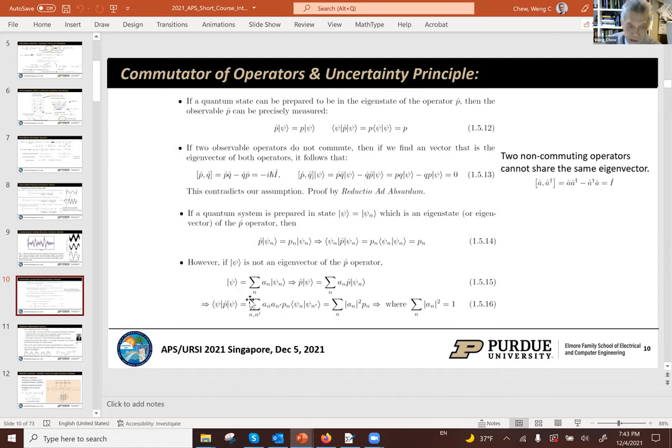Before the measurement, the quantum system is actually in a linear superposition of states. And when you perform a measurement, the outcome of the experiment can be in any of these quantum states, and they are distributed in a probabilistic fashion according to this equation over here. So you see that this has a probabilistic interpretation.